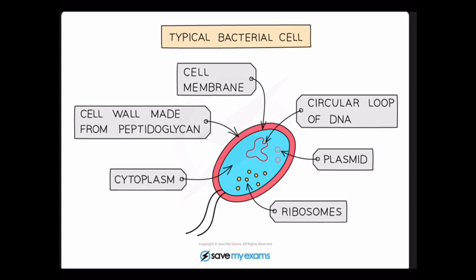So bacteria is a microscopic single-celled organism that has a cell membrane, a cell wall made of peptidoglycan, cytoplasm, ribosomes for protein synthesis, plasmids, which are small circular loops of DNA containing genes, and they have a circular chromosome of DNA instead of a nucleus.